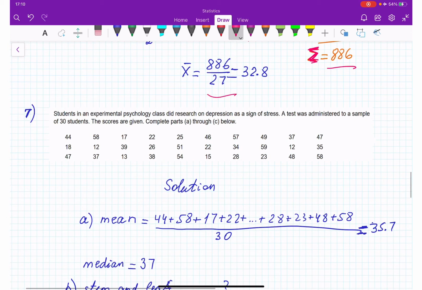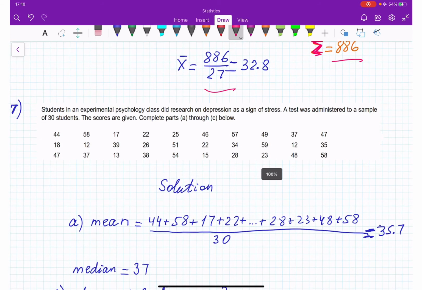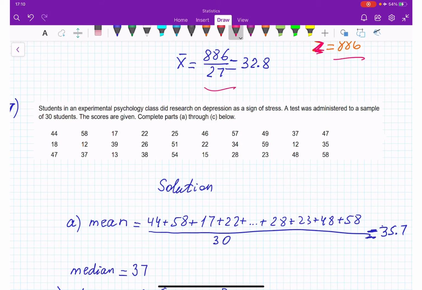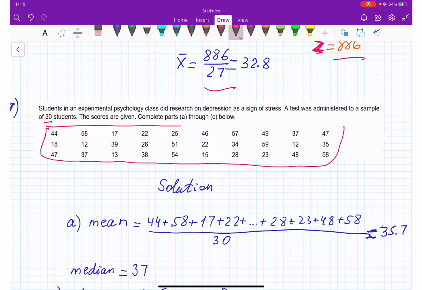Students in an experimental psychology class did research on depression as a sign of stress. A test was administered to a sample of 30 students. Here, the entire database is 30 students. The scores are given. So we need to complete parts A to C.